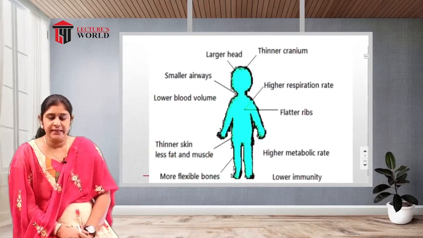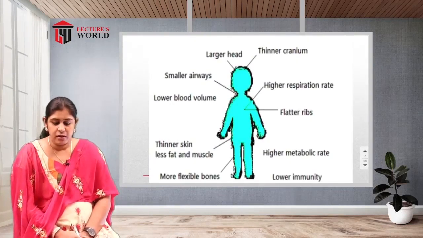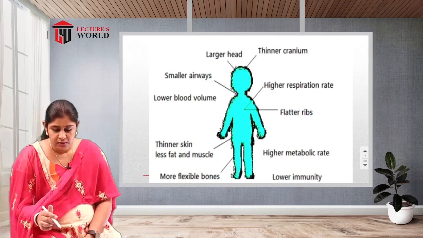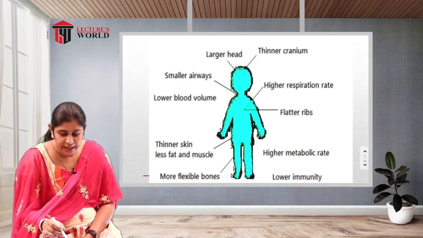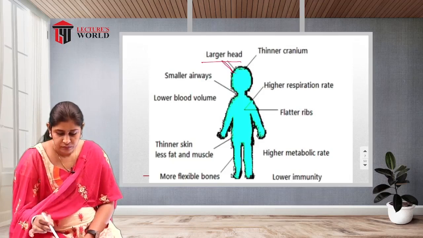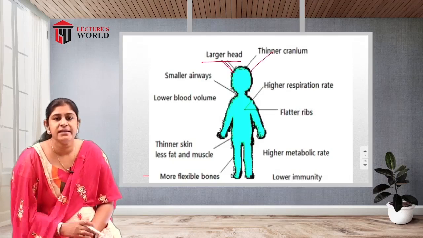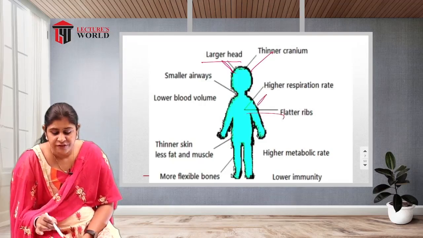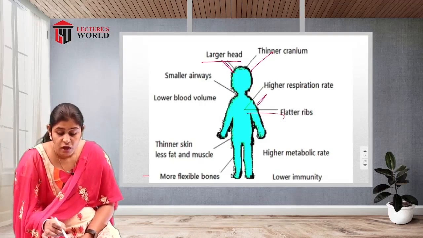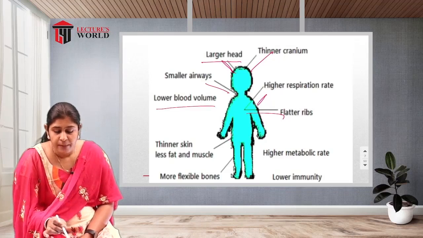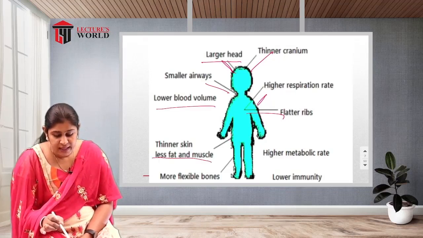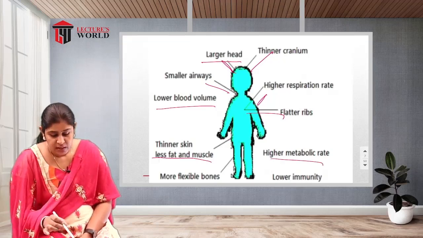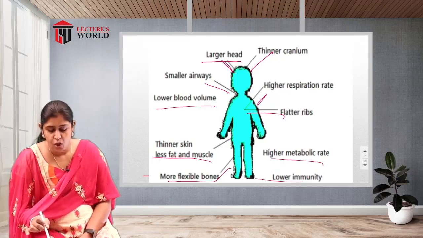So we can see in this diagram, this is a diagram of a child. We can see it's having a larger head. We call this the child having a thinner cranium, higher respiration rate and flatter rib, smaller airways, lower blood volume, thinner skin, less fat and muscles, higher metabolic rate, more flexible bones and lower immunity.